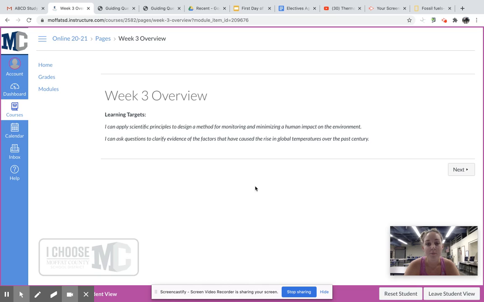And the reason why we're learning about that this week is because next week you have a design challenge in which you're going to design a house that can float on water. The second learning target is I can ask questions to clarify evidence of the factors that have caused the rise in global temperatures over the past century.